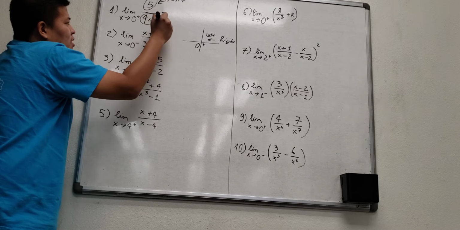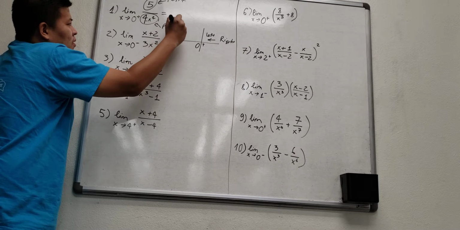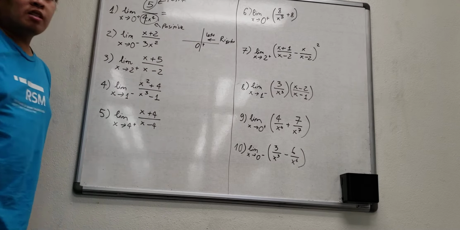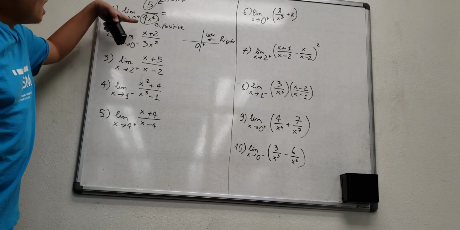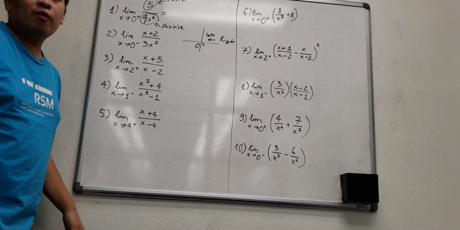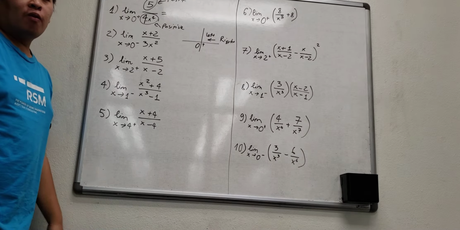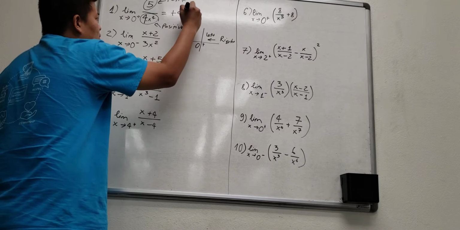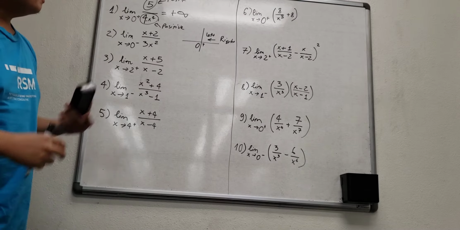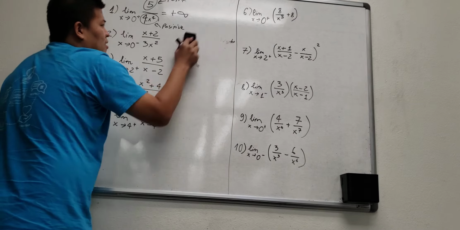This one is positive too. So positive divided by positive is positive. And we have 4 multiplied with x power 4, which is about 0. So 5 divided by 0 is about positive infinity. That's why we need to learn step by step like this.